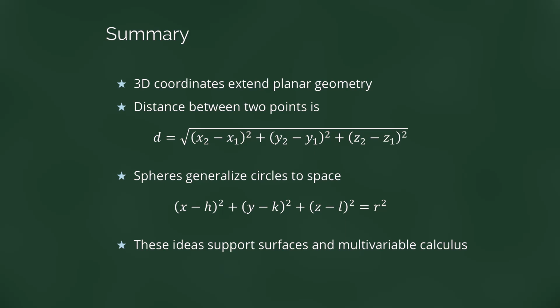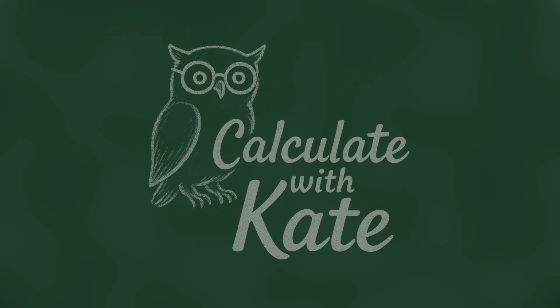All right, wrapping things up. We saw here that 3D coordinates allow us to extend a lot of the ideas that we know from planar geometry. In particular, we can find the distance between two points situated in three-dimensional space by just adding on one extra term to the very familiar distance formula we've been using in two-dimensional space. And we can extrapolate from circles to spheres by adding a third term to our equation for a circle. And we're going to find throughout all of multivariable calculus that these ideas can be used when we're examining surfaces rather than the typical curves and lines that we've been doing in two-dimensional space.